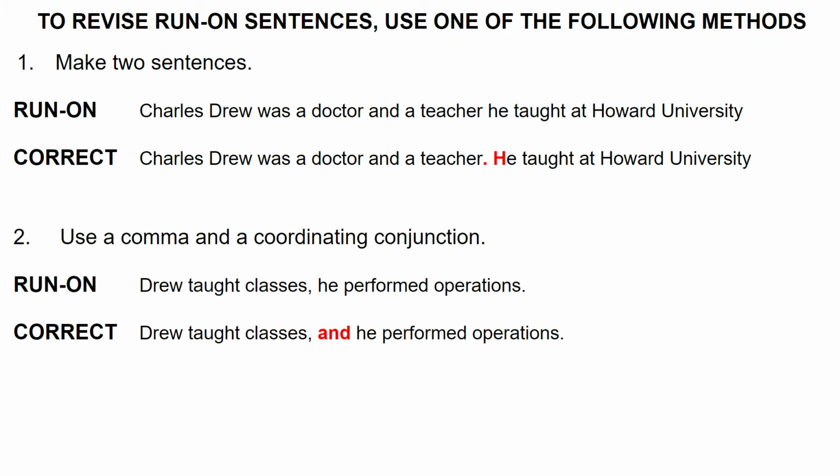Now you can use a comma and a coordinating conjunction. So here we have: Drew taught classes, he performed operations. That is a comma splice. You need to add the conjunction in order to make this correct. So: Drew taught classes, and he performed operations.